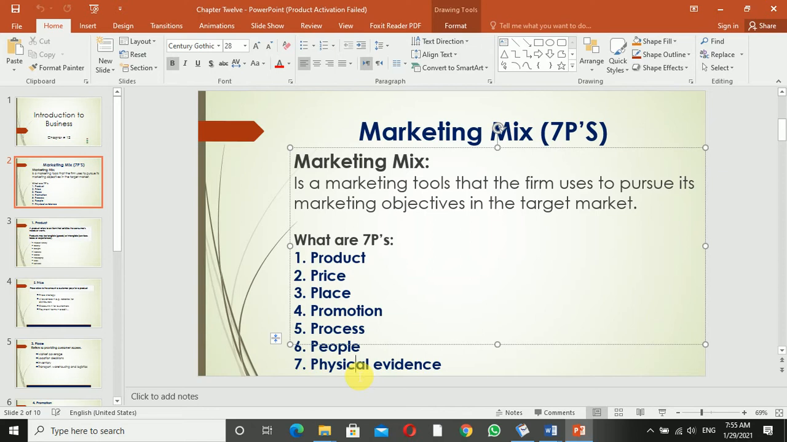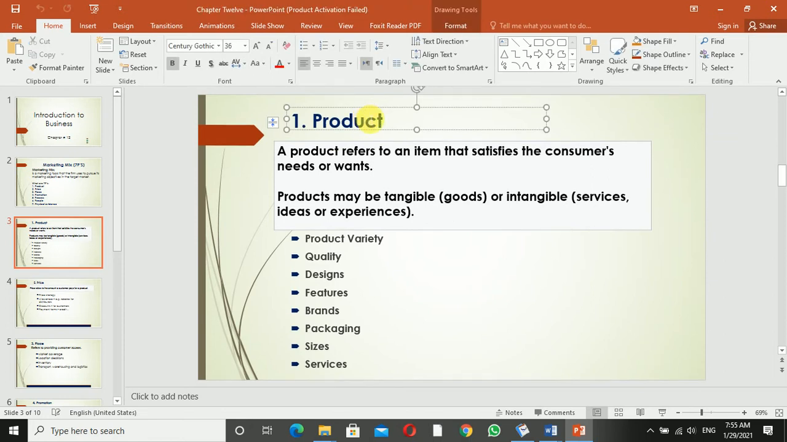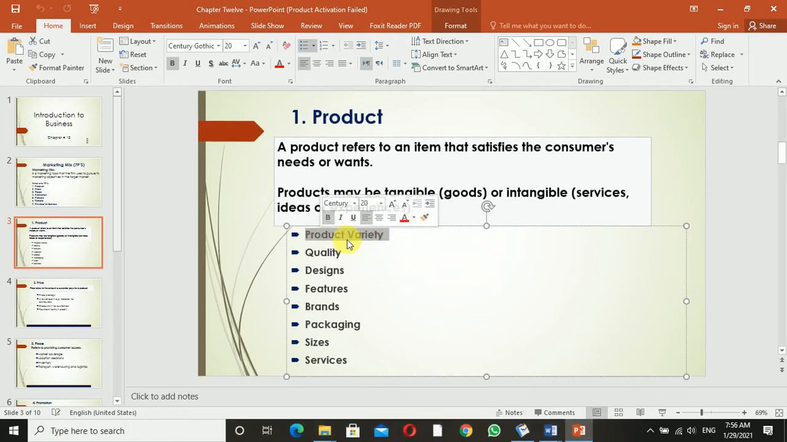Before we start talking about place, I would like to give you a reminder about the previous lesson. Product is the first P. The product can be a service or goods. Product refers to the item that satisfies consumers' needs or wants. Then we discussed product variety, quality, and design. These things play a crucial role in the product, right?